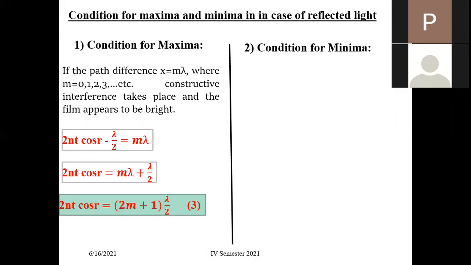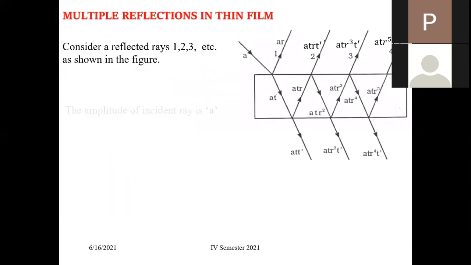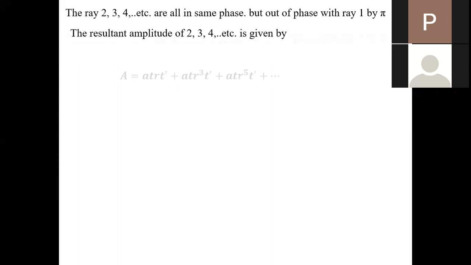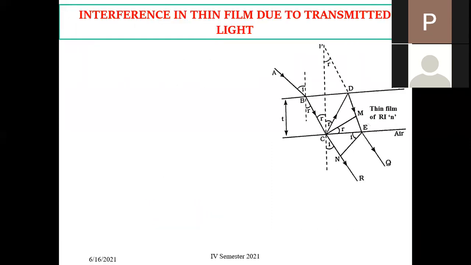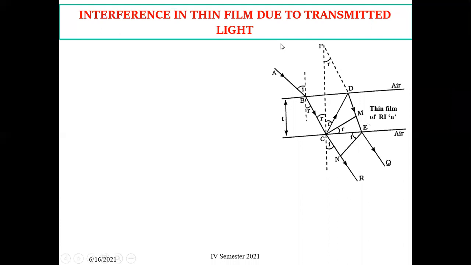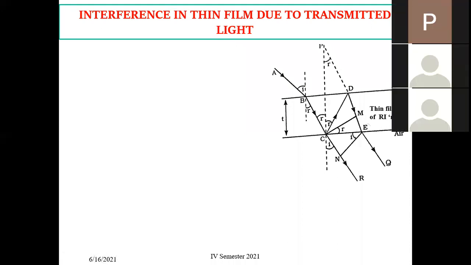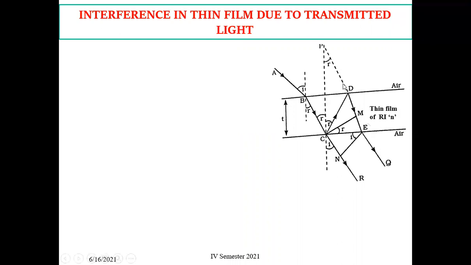So this is what I discussed in the previous class. Multiple reflection in the thin film was also discussed. Today I am going to discuss the interference in thin film due to the transmitted light. As you know, when light is incident on a thin transparent film, part of it is reflected and some part of the incident light is transmitted or refracted.